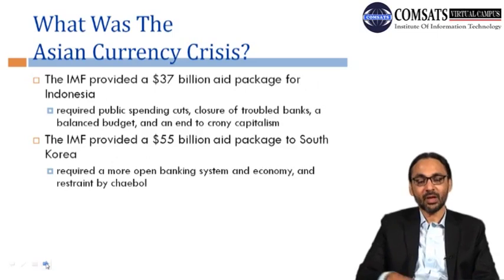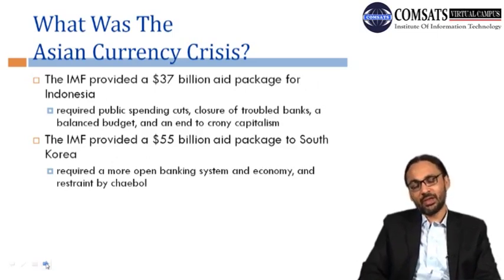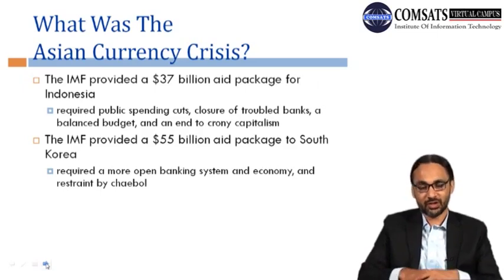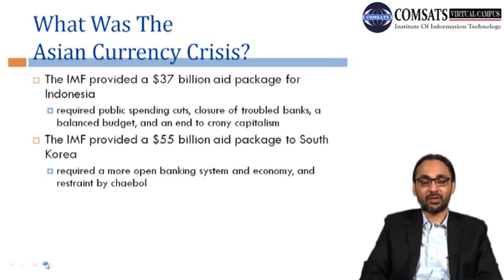Okay, because in the Southeast Asian financial crisis, the IMF supported these countries, especially Indonesia, with a 37 billion US dollar aid package. And again, they asked for the same thing: public spending cuts, closure of troubled banks, a balanced budget, and an end of crony capitalism.